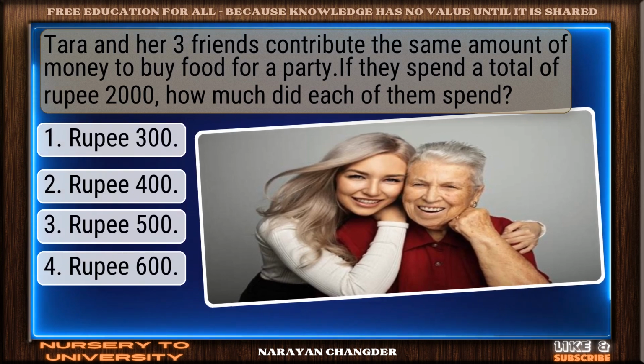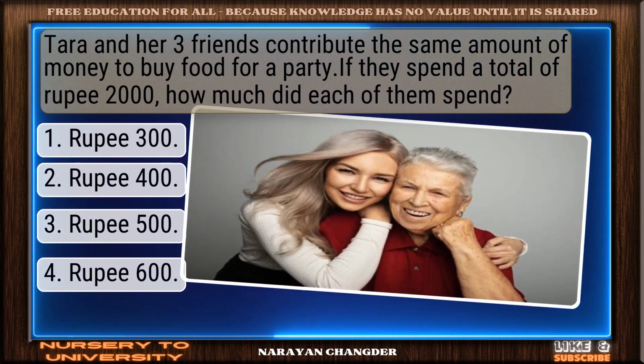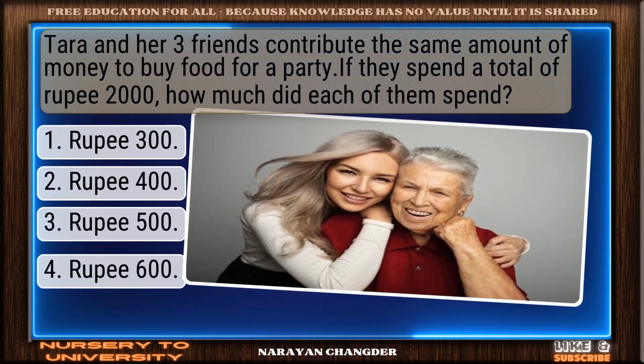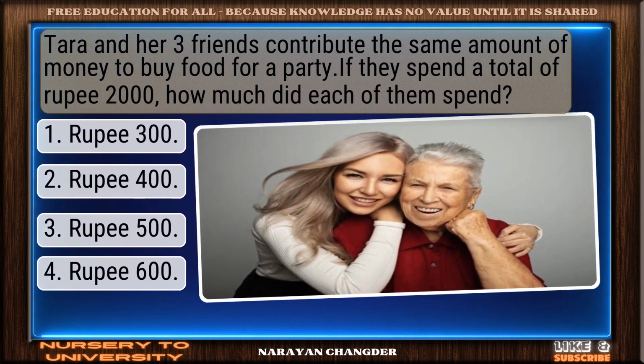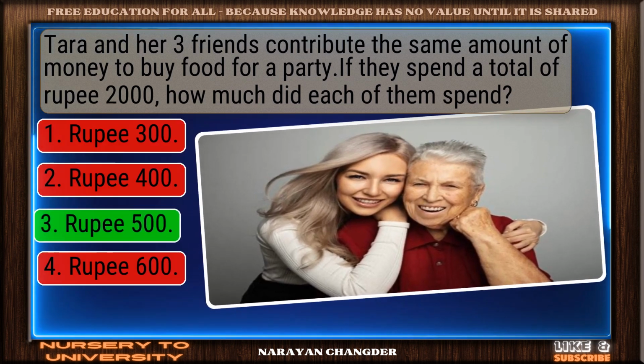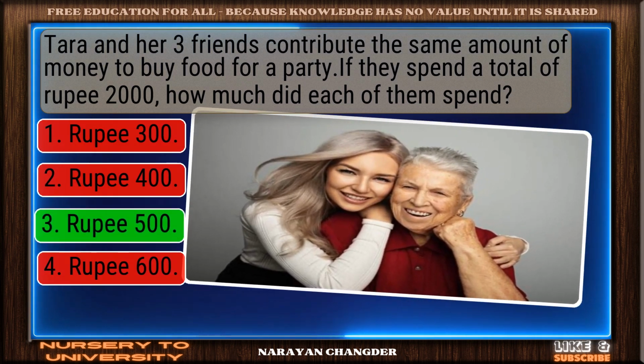Tara and her 3 friends contribute the same amount of money to buy food for a party. If they spend a total of rupee 2,000, how much did each of them spend? Valid point. Rupee 500 is true.